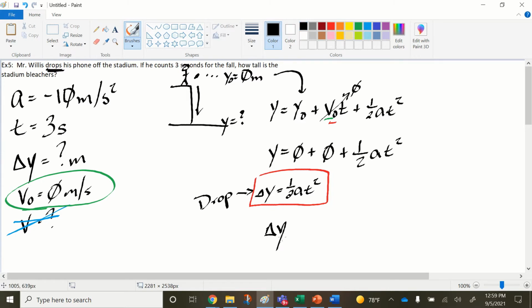So our change in position, the distance that this thing is going to fall, is 1/2 of -10 meters per second squared multiplied by 3 seconds squared. One quick reminder, 3 is the only number that gets squared. So 3 squared is 9, multiplied by 10 is 90, -90, divided by 2, your change in position is -45. But wait, there is more.